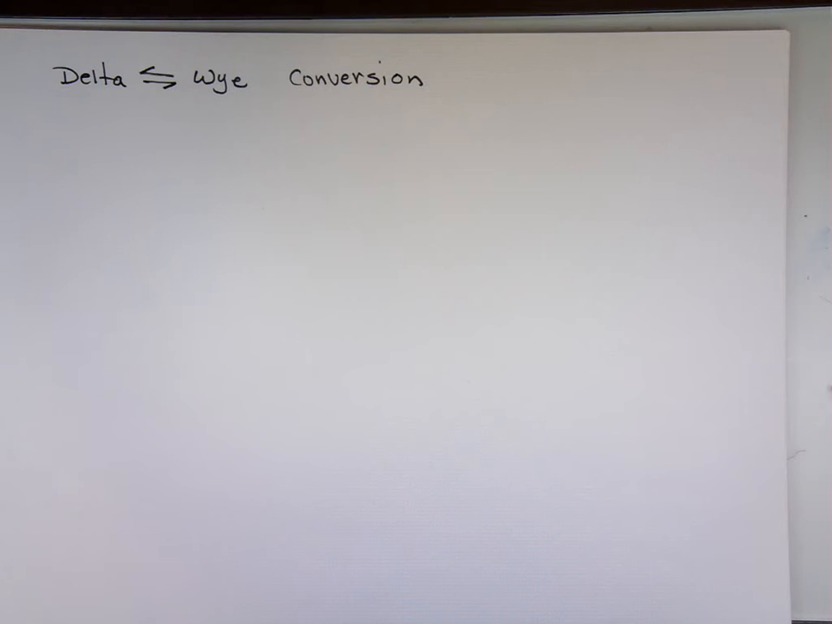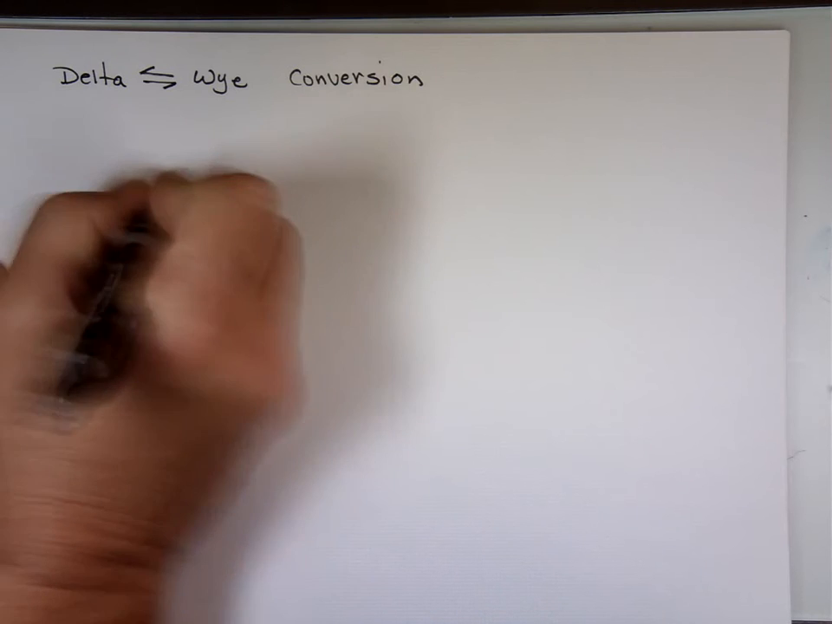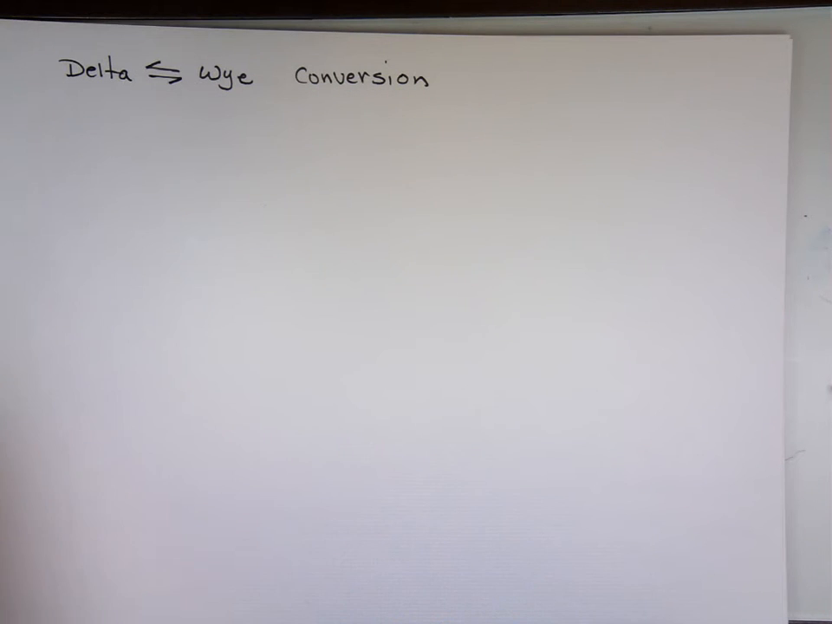So, delta to Y conversion. What's a delta to Y? Well, you could have, and this is back and forth, delta to Y and Y to delta.